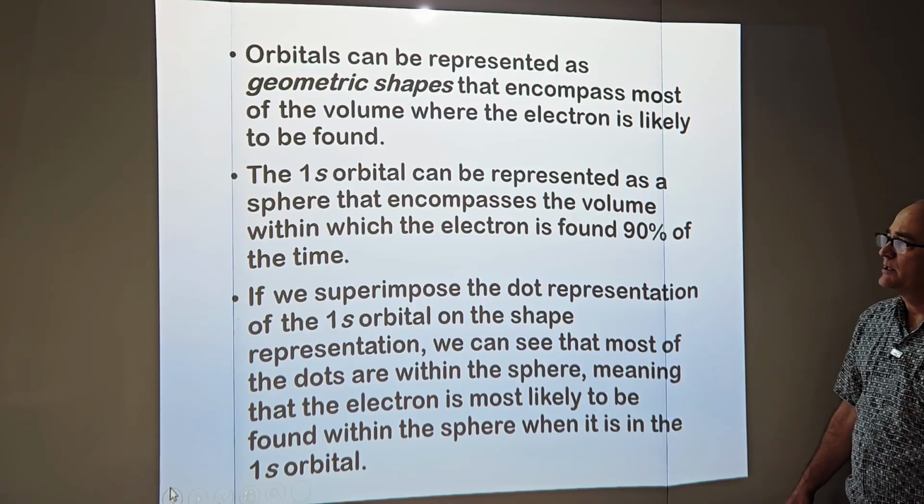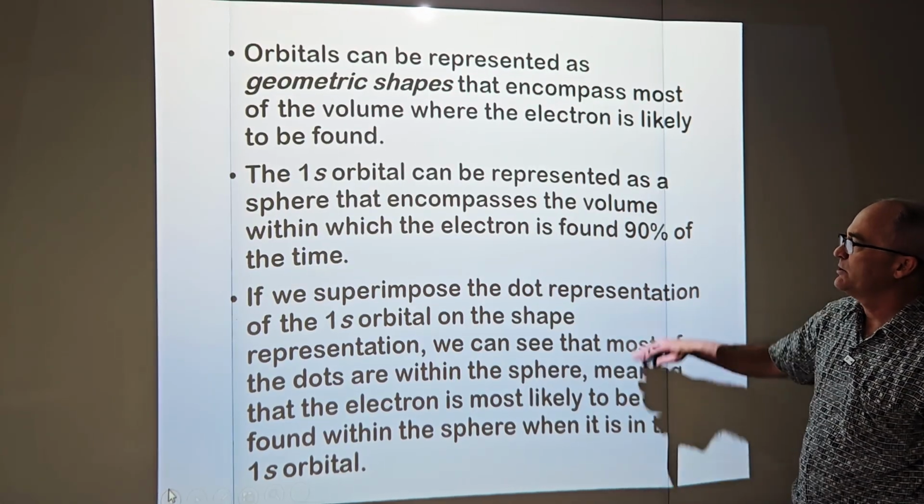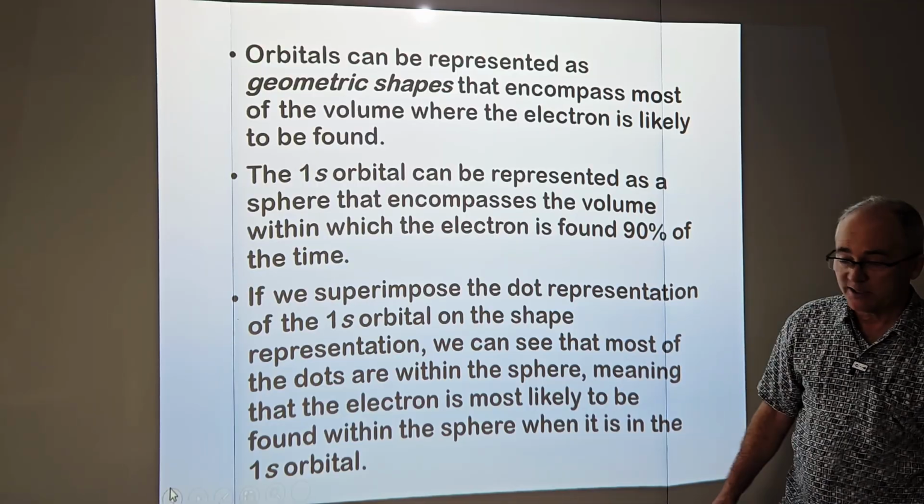The 1s orbital can be represented as a sphere that encompasses the volume in which the electron is found 90% of the time.